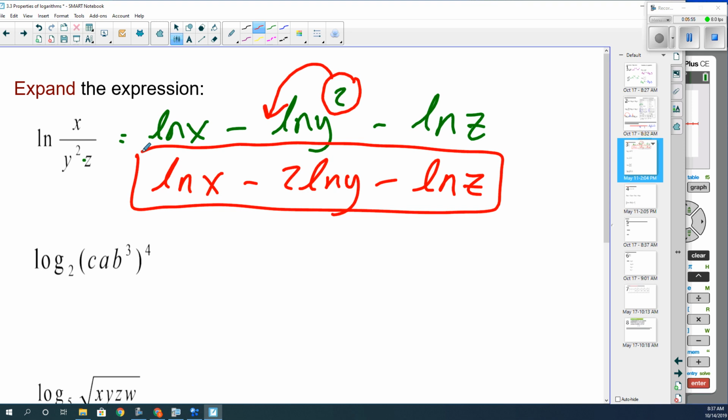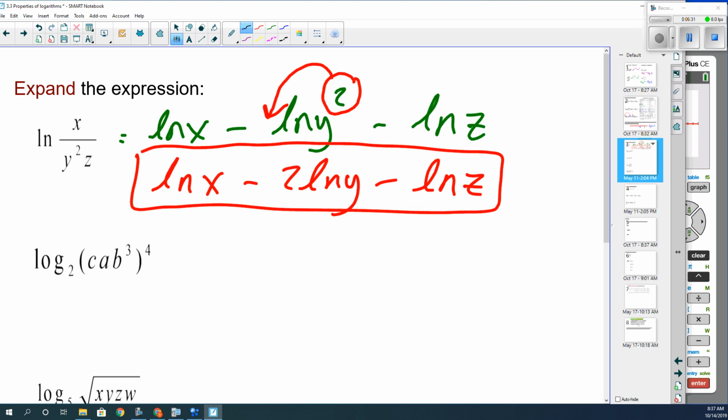Okay. But when you do bring those powers down, you only bring it down in front of the log of the base it was sitting on. So sometimes students will mess up because they'll put that 2 in front of all of the natural logs, but you only put it in front of the log that contains the variable that it was on. So if this had been written as the denominator like yz with both of those in a parenthesis to the second power, then I would put a 2 in front of the log with the y and the log with the z, but it would have to be grouped together on both of those. Otherwise, it's only on a single one of them.